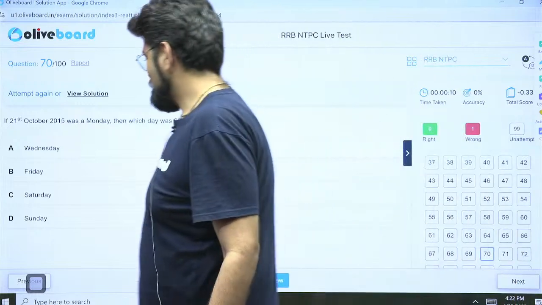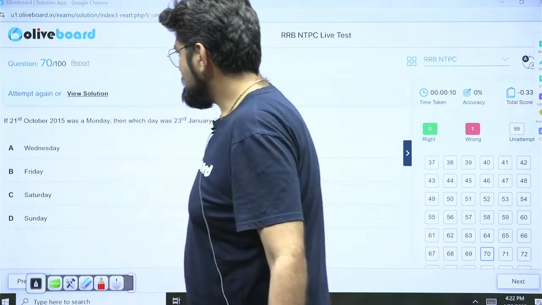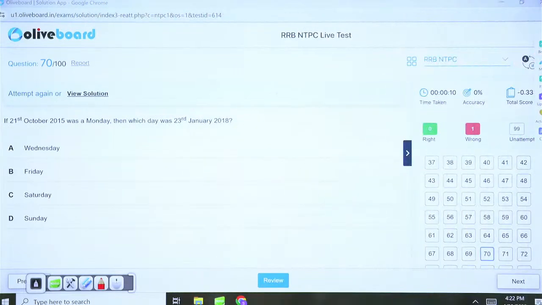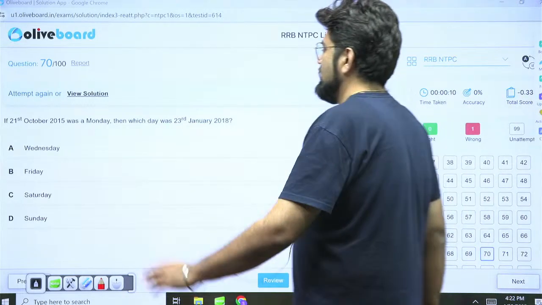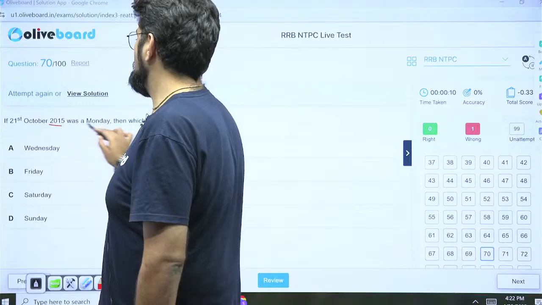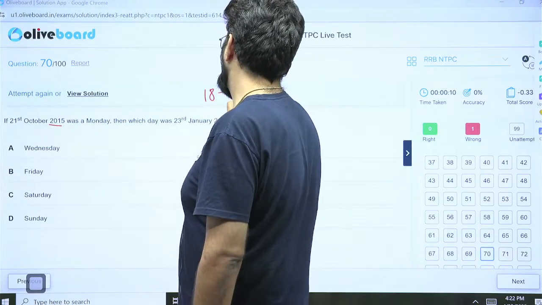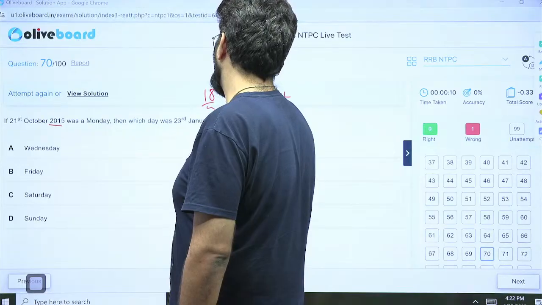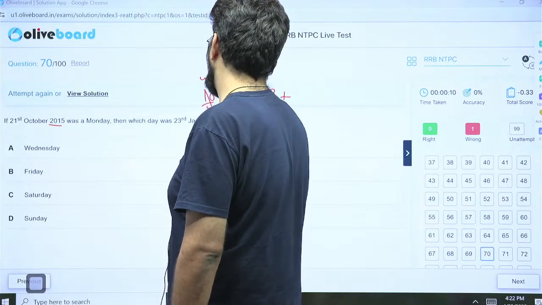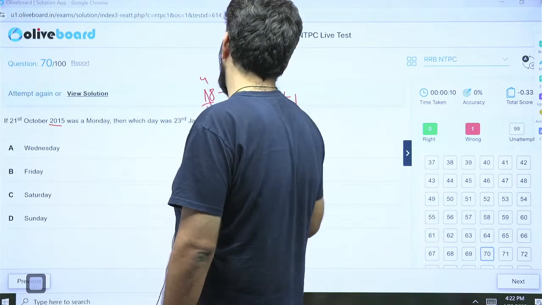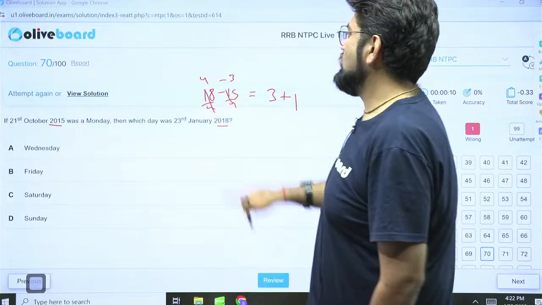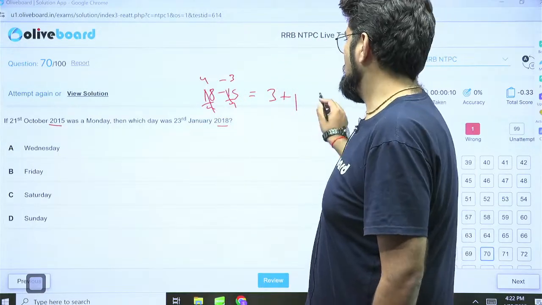I thought this is a GS question. GK. 21st October 2015 was a Monday. Then what day was 23rd January 2018? So this becomes easy. 2018 and 2015. What is the difference? The difference is 3 years. So we have 3 odd days plus what are the leap years between them? So divide by 4, divide by 4. This is 4, 6, 4 and 4, 3. So 1 leap year, and we can also cross verify that is 2016. It's only 1 leap year, so 1 leap day added.